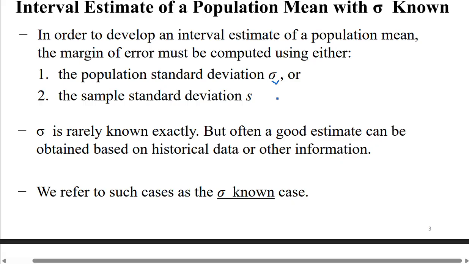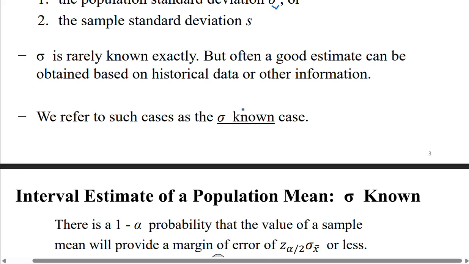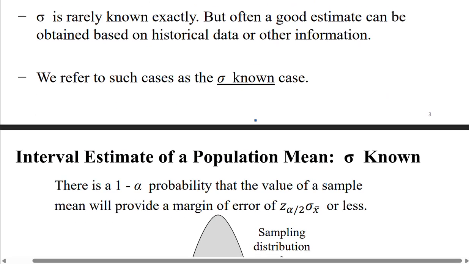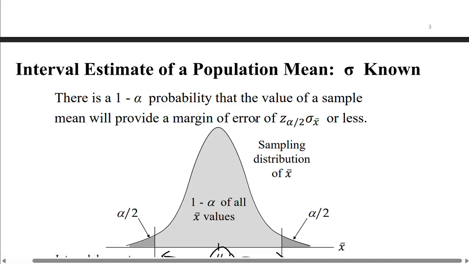Now, because in most cases the population standard deviation is unknown, interval estimation with our sample standard deviation tends to be the most popular and the most applicable. And so we will refer to cases where the population standard deviation is known as sigma known, and cases where we do not know the population standard deviation, we will refer to as sigma unknown.